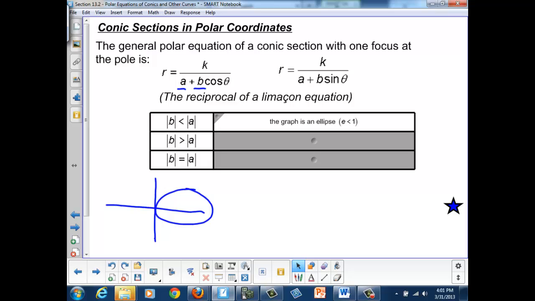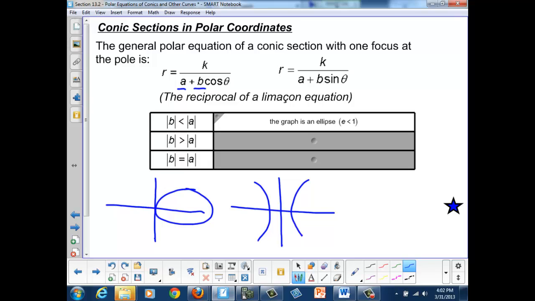an ellipse. If b is larger than a, that would mean that there does exist the possibility of dividing by 0. So then I would have regions of my graph where the graph isn't defined. And that would allow me to have a hyperbola. If b and a are exactly equal to each other, then there would be only one place where the denominator is equal to 0, or in other words, we would have a parabola.